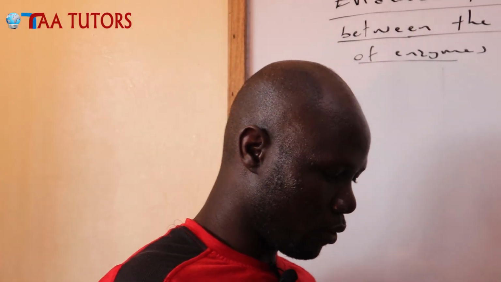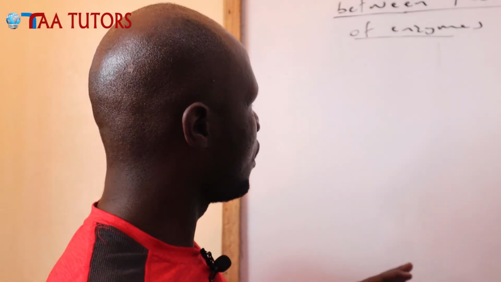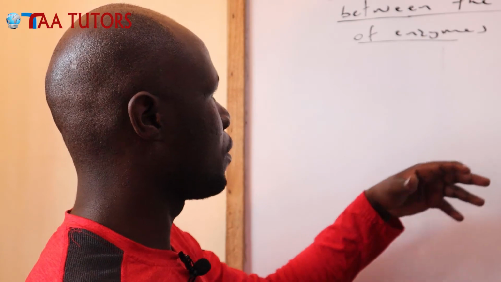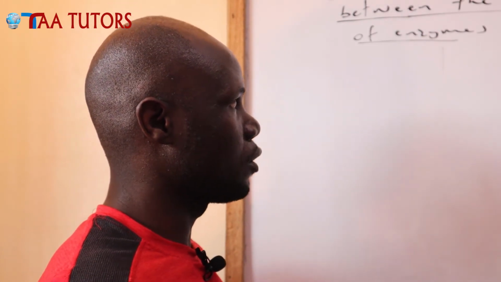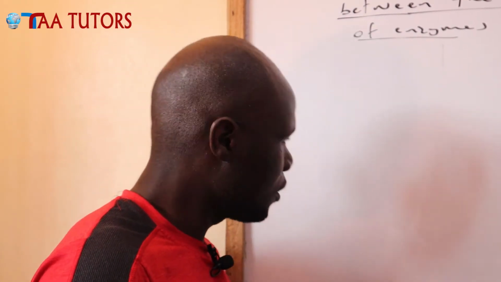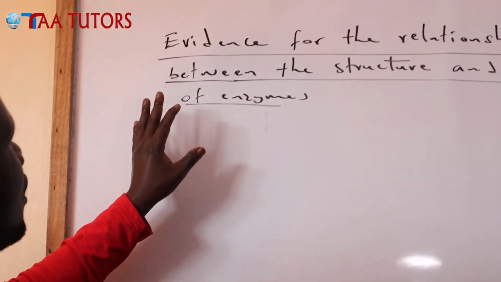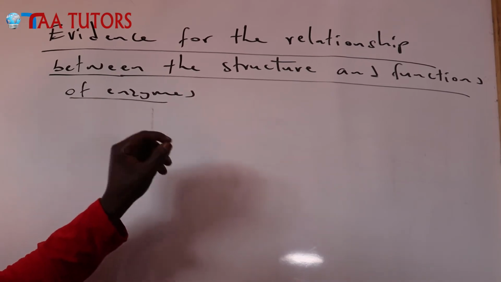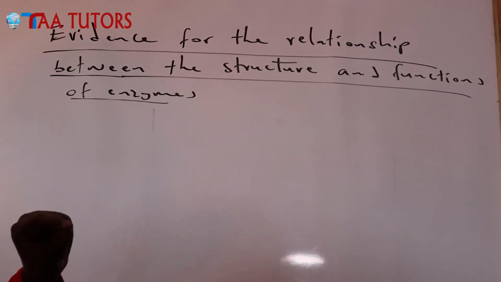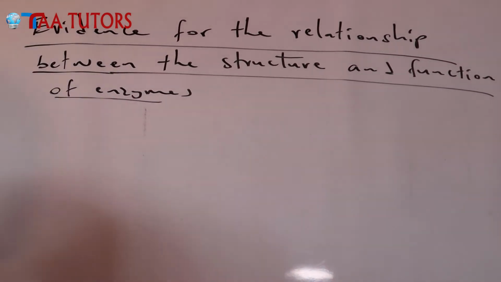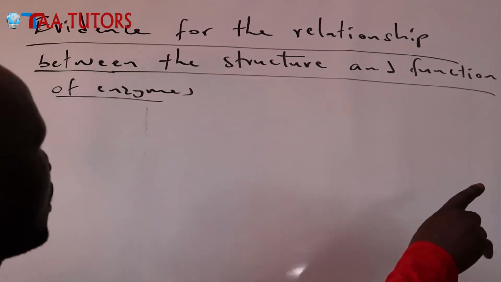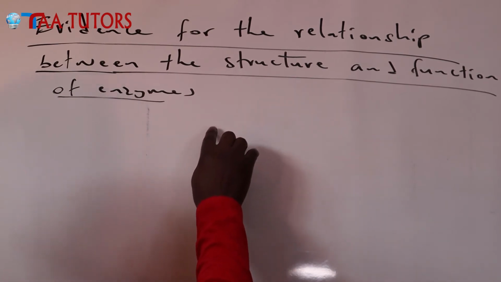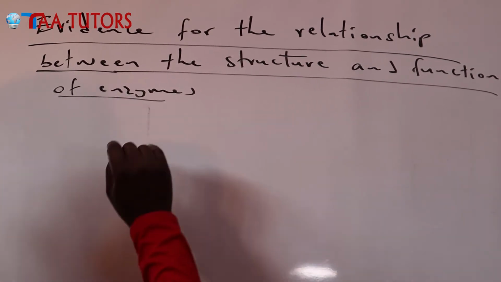So we have seen how the enzyme works, whether it is the induced fit or the lock and key hypothesis. You have seen how both cases can help to facilitate the rate of reaction. Now I want us to continue and confirm this. Is it true? We want to see the evidence for the relationship between the structure and the function of enzymes. So we want to see how the structure of the enzyme affects its function, and what are some of the factors that can affect the structure, and how that will affect the functioning of the enzyme.